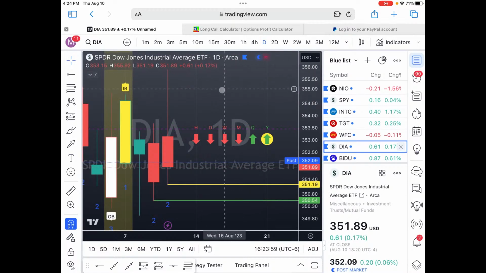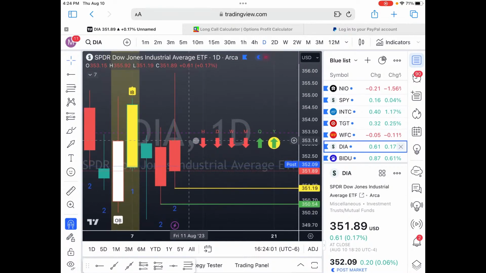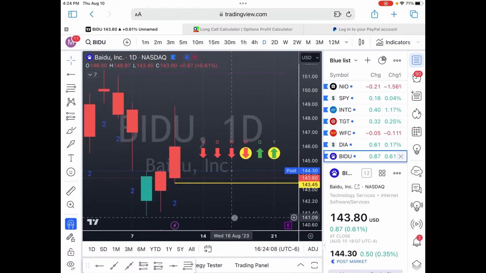We move on to the diamonds. Same thing. 2 up finished red. Really good time frame continuity. So we can look for puts here at 351.19. Same thing on BIDU. Time frame continuity, staying consistent with everything else. Look for puts there at 143.45.